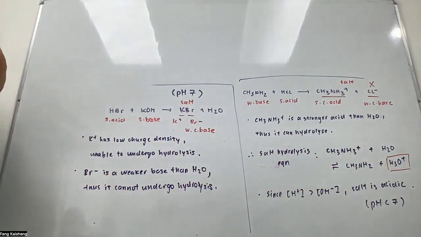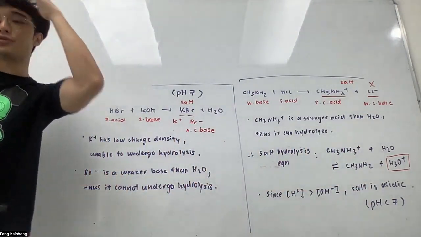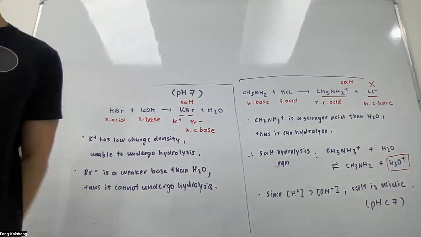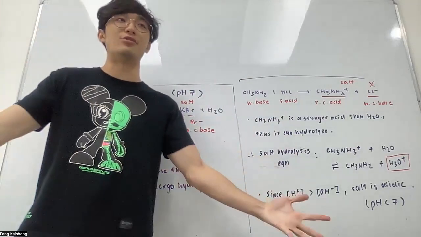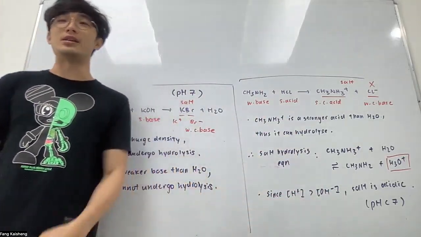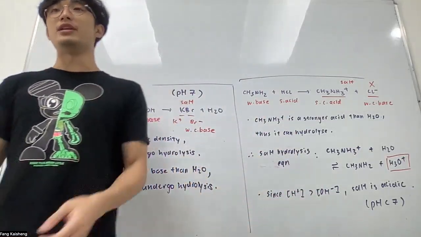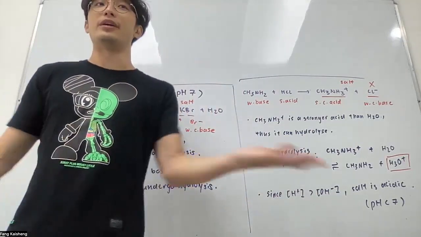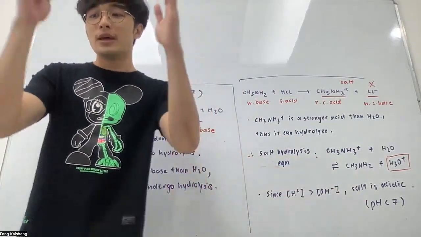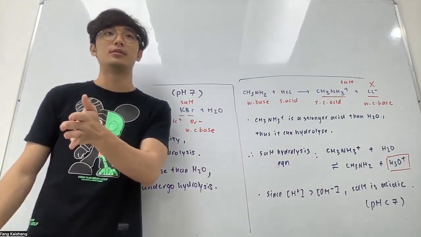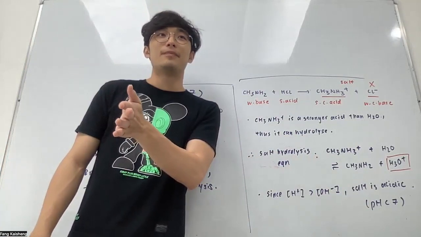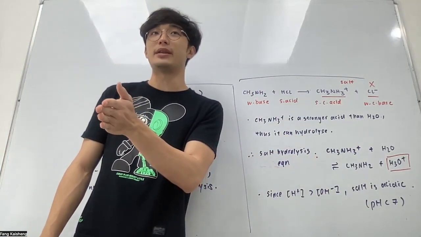Very nice. They ask us to calculate the pH of CH3CO2 minus Na+. This is a salt. Can we all agree on that first? So you see a salt, guys. Immediately you all think of salt hydrolysis. Okay, so salt hydrolysis, which salt? Which part of the salt? The whole thing? Which part can undergo hydrolysis right now?